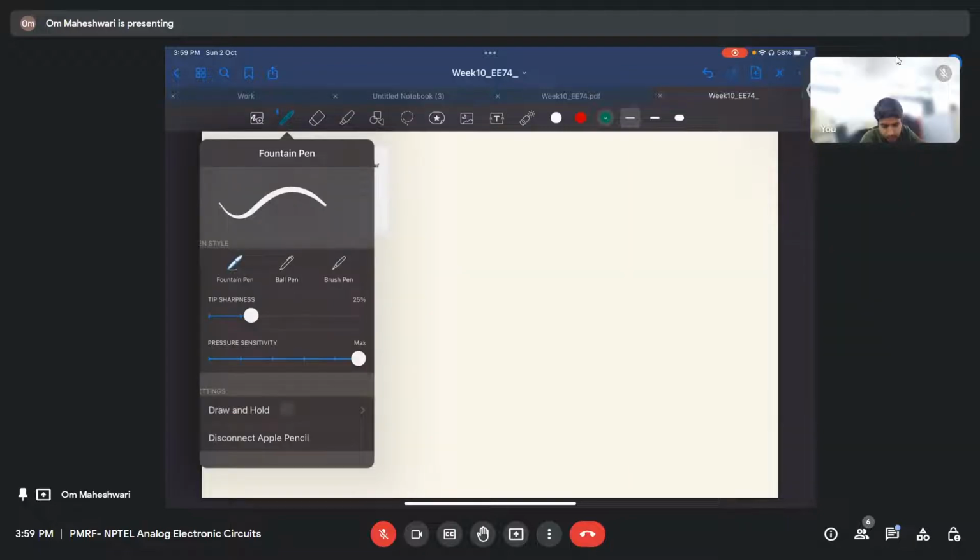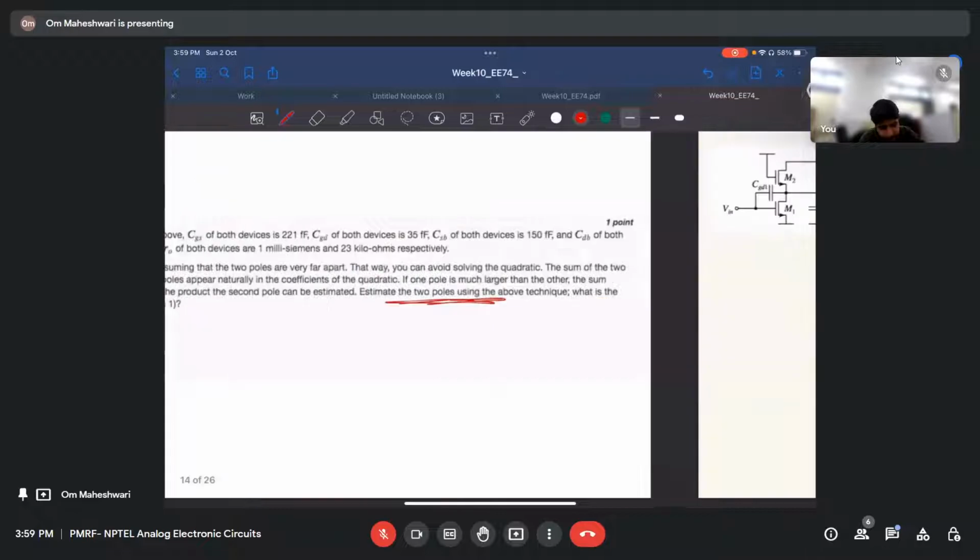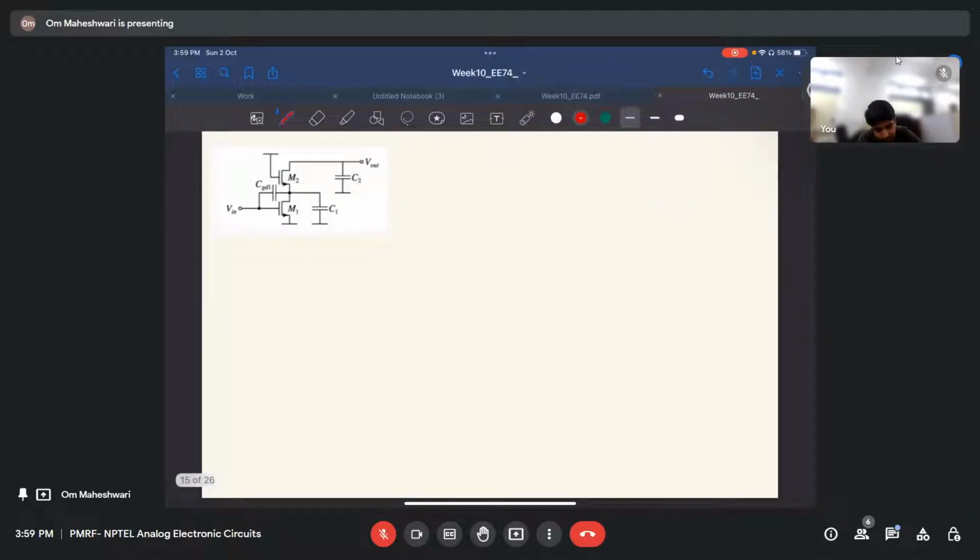In this question, we have to estimate the two poles. We have to make an approximation that one pole is much greater than the other. It will be a very long procedure, so I won't solve it completely. I'll just tell you what you have to do. This is the circuit that we have to solve.